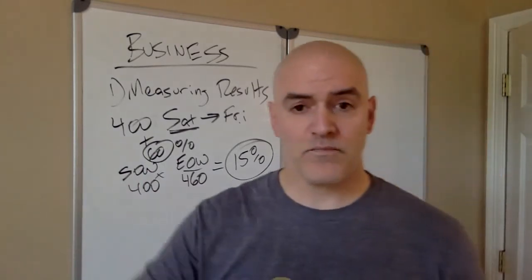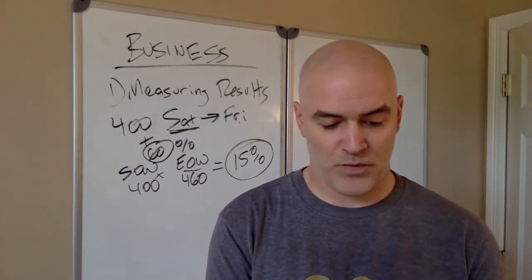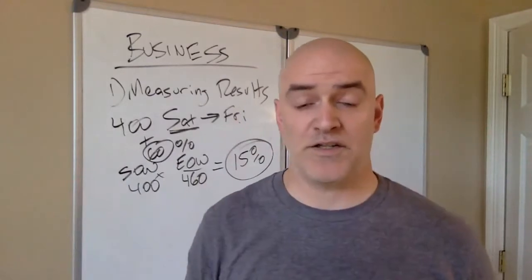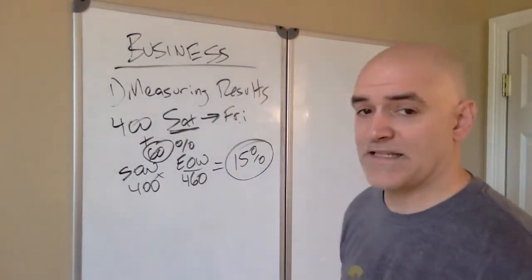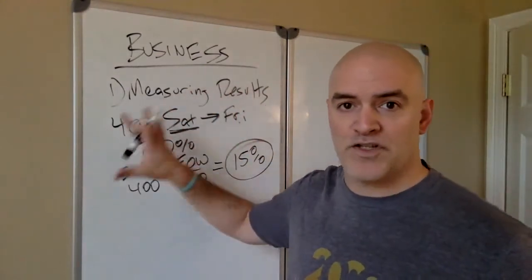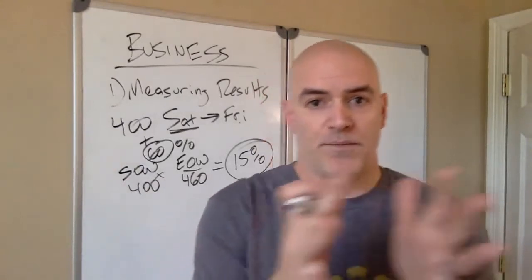And again, let's just double check the math. You can go 400 times 0.15. What do you get? 60. The math goes both directions and works the same way. So that's how you figure out the math. Number one, measuring results. What is your rate of growth every week, every month?